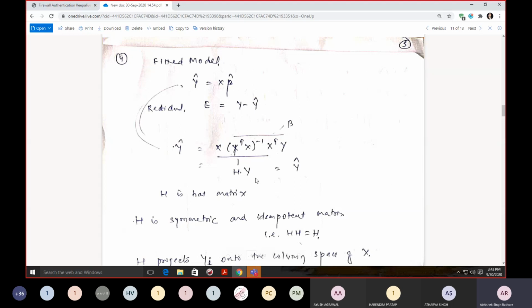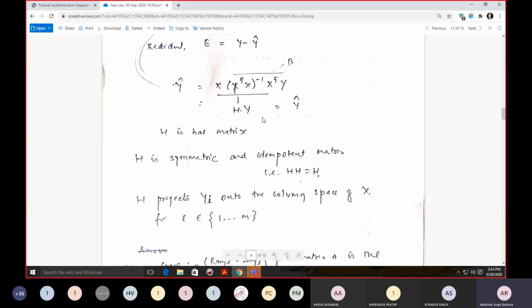So H is our hat matrix, and this H matrix is supposed to be a symmetric matrix, and again this is an idempotent matrix. It means that H is equal to H square is equal to H cube is equal to H to the power 4, and so on. So this means that you are getting an idempotent matrix.